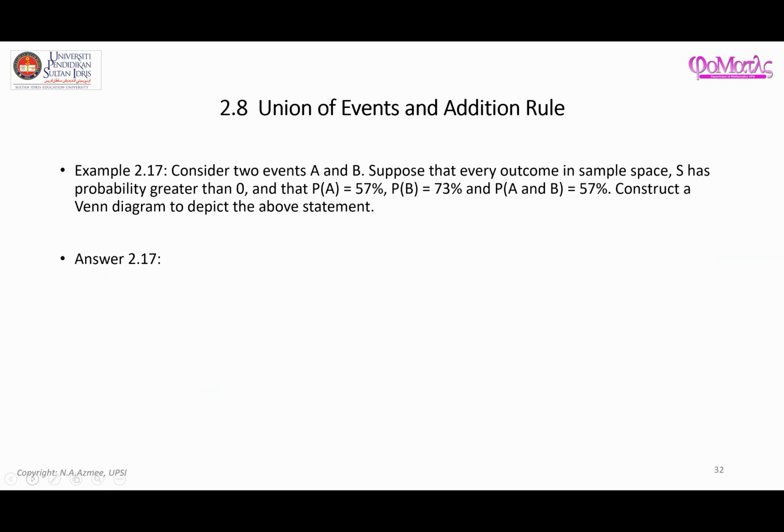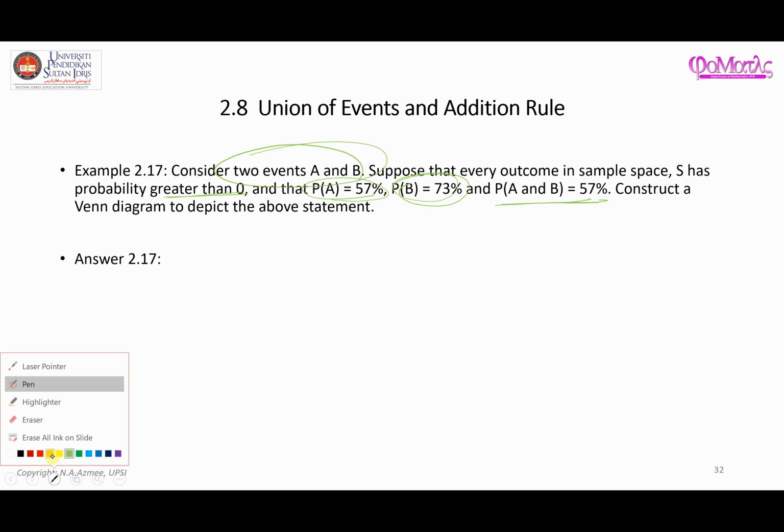Okay, now let's look at this example here. Consider having two events A and B, and suppose that every outcome in sample space S has probability greater than 0. So here probability of A is 57%, probability of B is 73%, and the intersection of that is 57%. So construct a Venn diagram to depict the above statement. And this is also the part where you can pause the video for a while, try to do it on your own, and then perhaps after that you can compare your answer with mine.